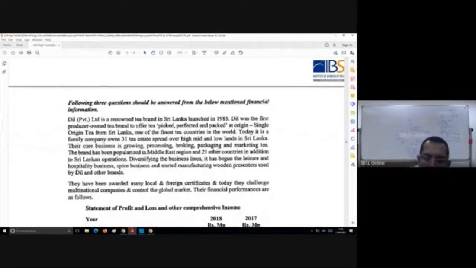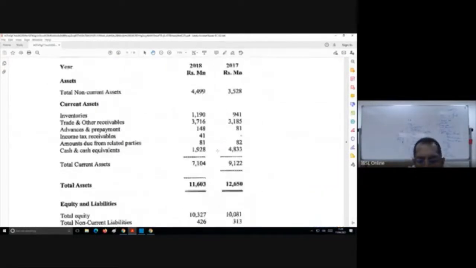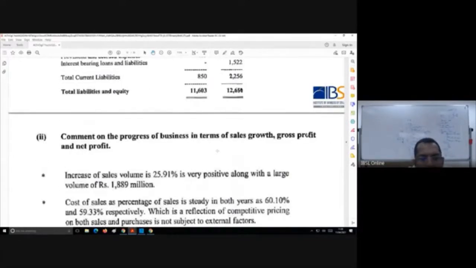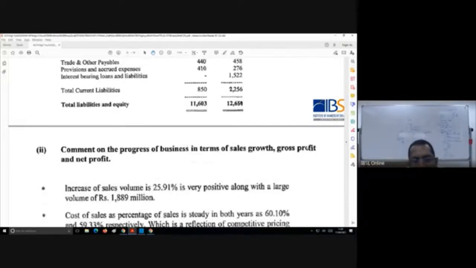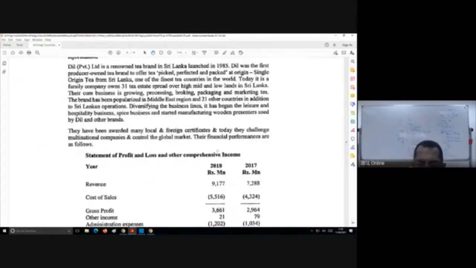Then they have given a P&L and a balance sheet. This is the P&L. This is the balance sheet. And they are going to ask questions. Comment on the progress of business in terms of sales growth, gross profit, and net profit. Always try to comment on the growth, right? Sales volumes, which was 7.2, have gone to 9.1. Calculate the percentage and say sales has grown from this figure to this figure.